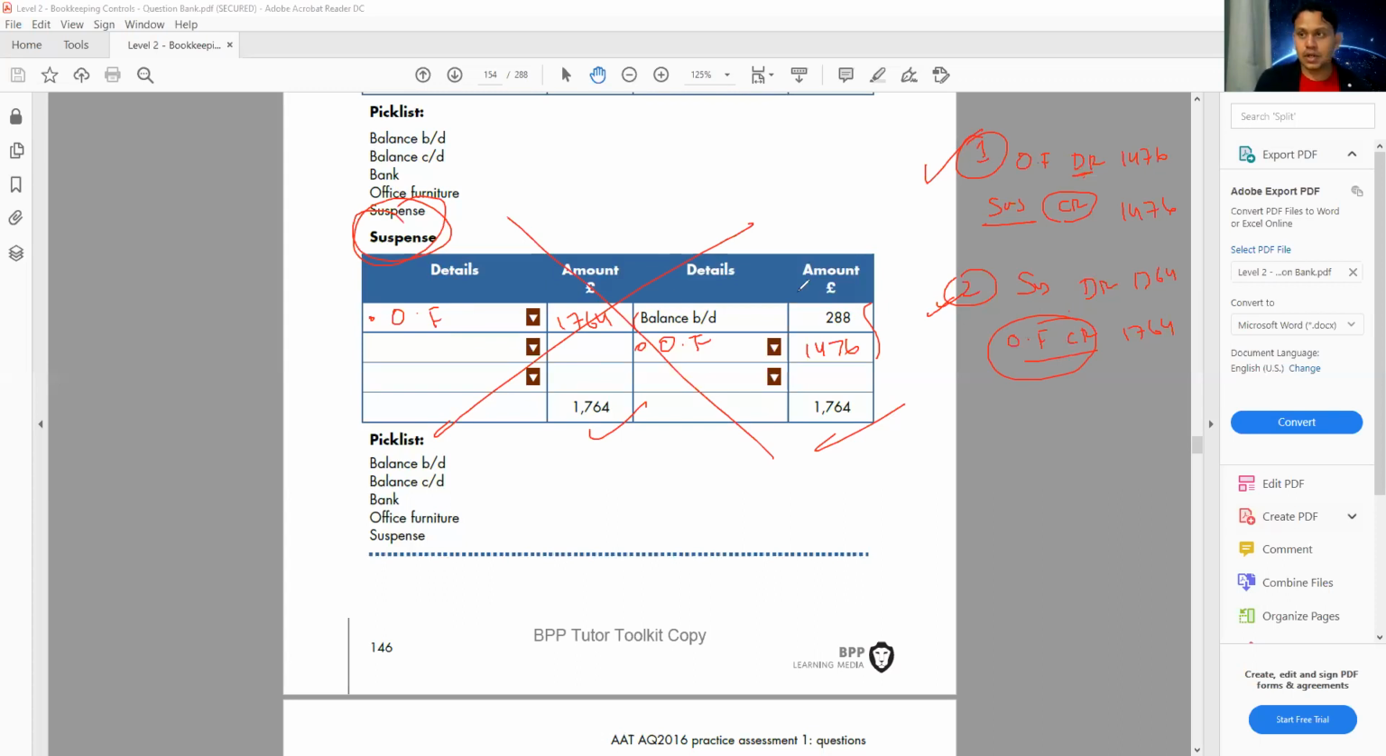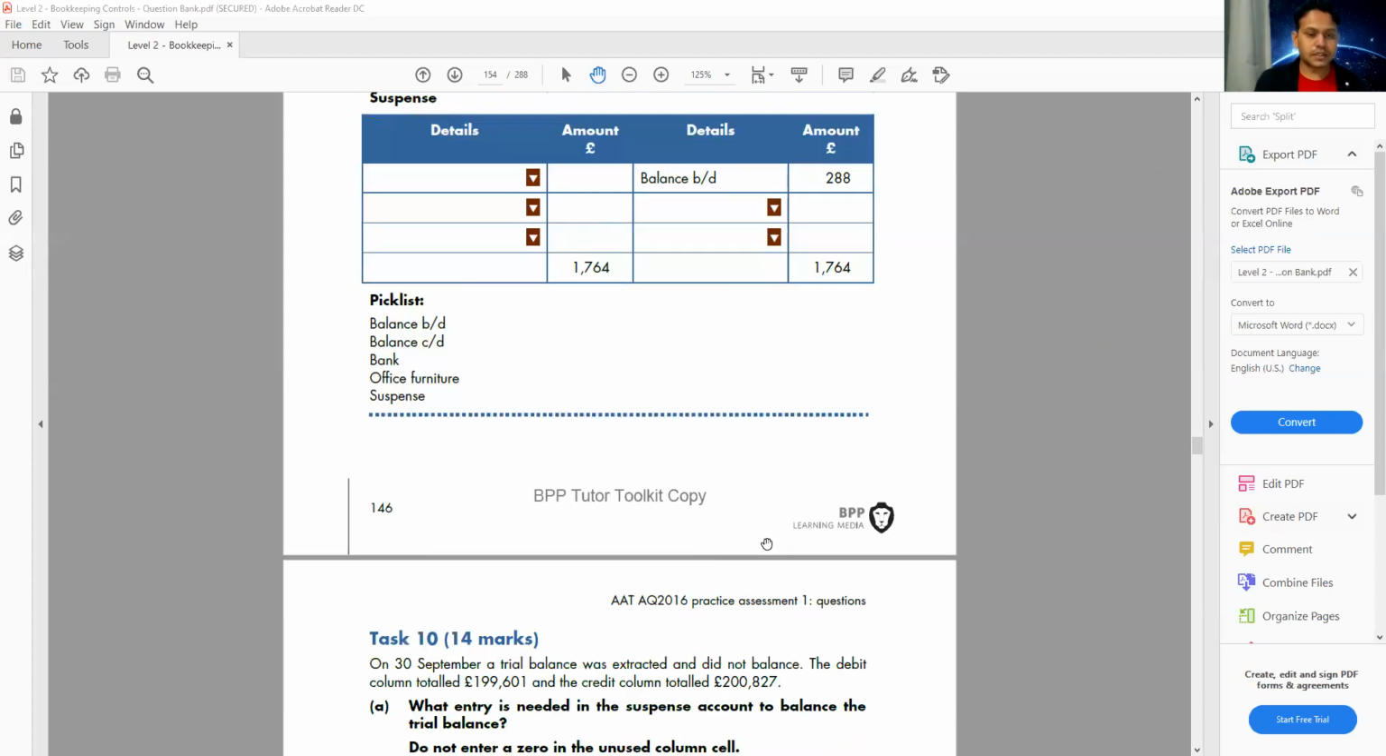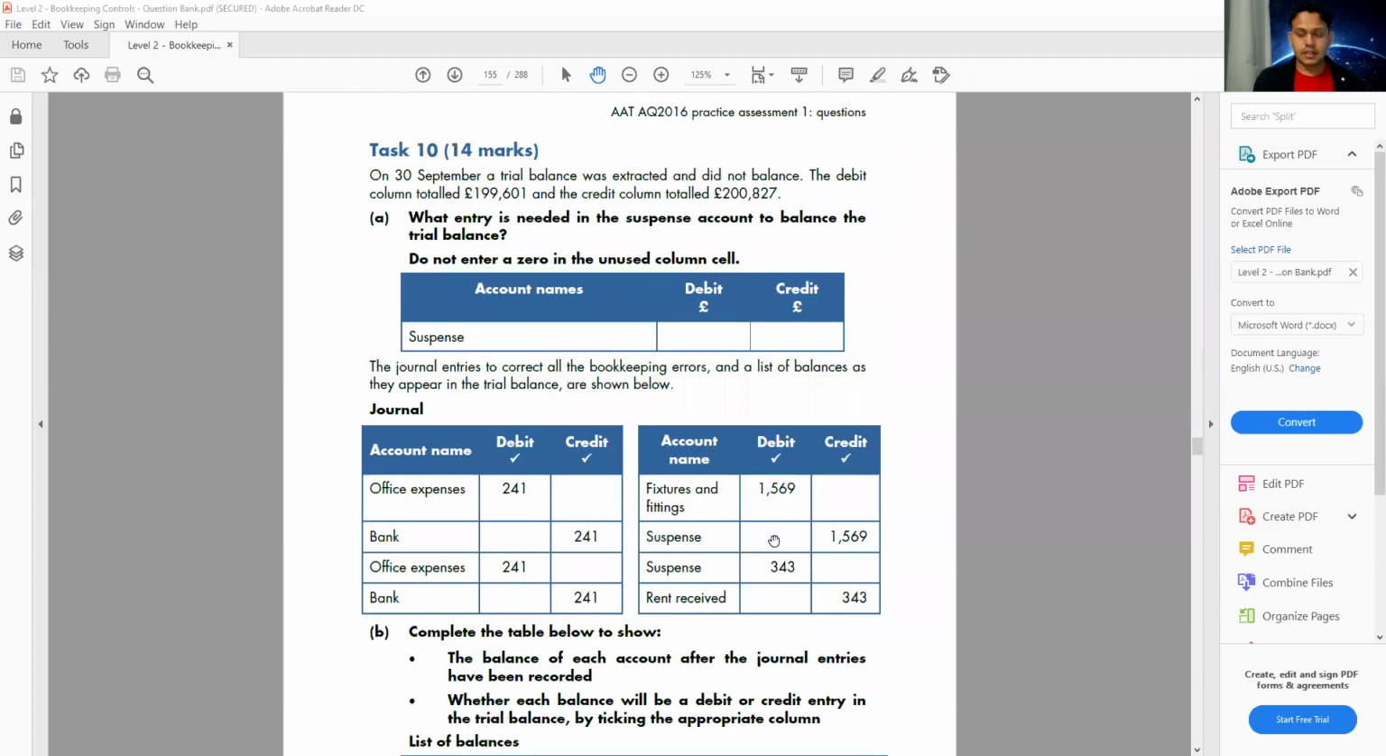All right, so let's move on to the next one. Task 10. We do this one together. Task 10. Let's try this question. 14 marks. This is our last question, so let's try everyone.